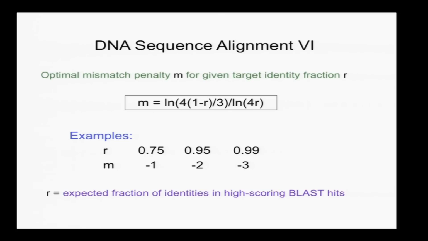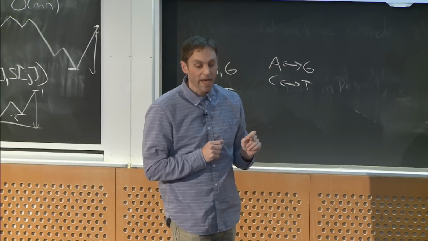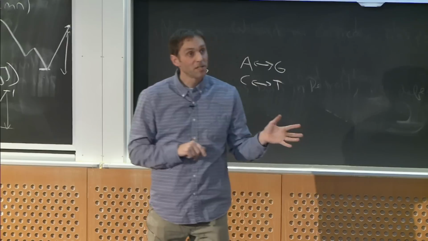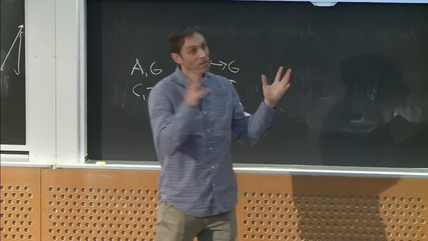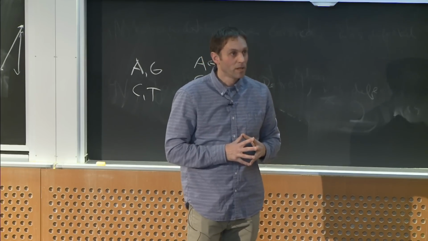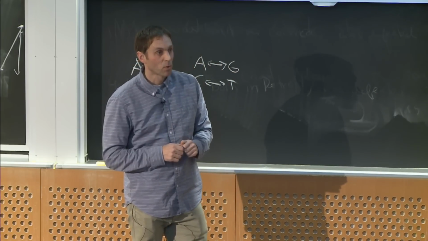This equation then tells you that if I want to find 75% identical matches in a nucleotide search, I should use a mismatch penalty of -1. And if I want 99% identical matches, I should use a penalty of -3. Not -5, but -3. I want you to think about whether that makes sense or not, because I'm going to ask you at the beginning of class on Tuesday to explain and comment on this phenomenon: when you want higher percent identities, you want a more negative mismatch score.